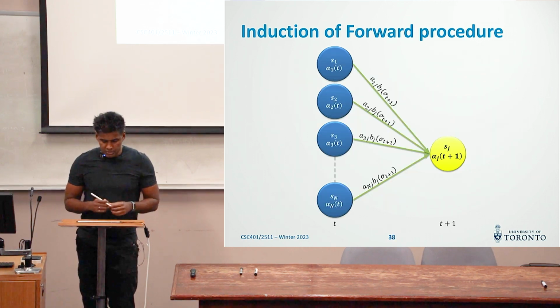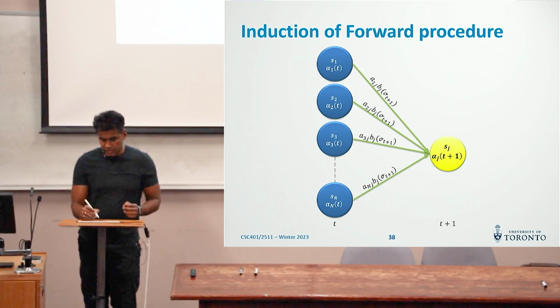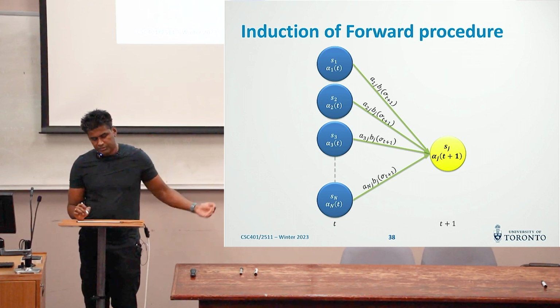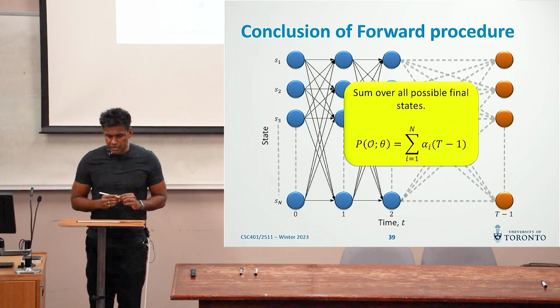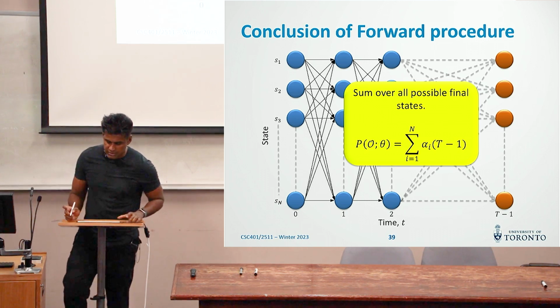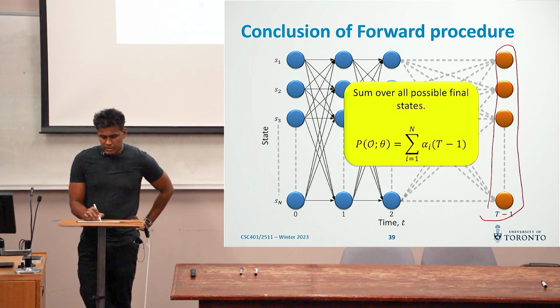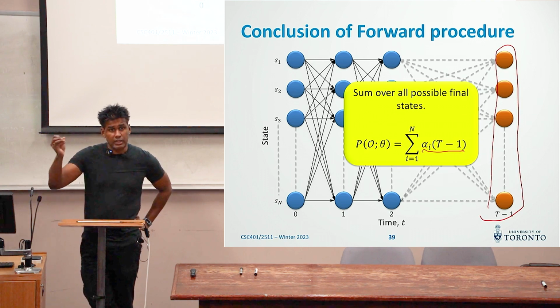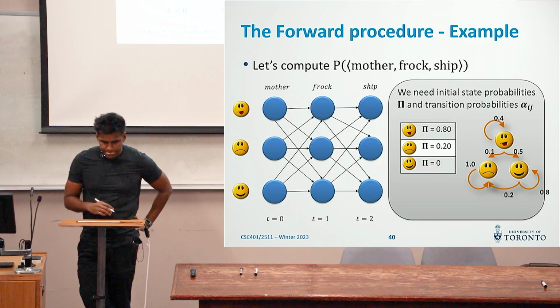This is another pictorial depiction of the induction process for one single node denoted in yellow. So you're in state Sj, and then we're calculating phi jt plus 1 from all the previous phi values in the previous time step. Okay, so now that we have applied the inductive step, we can do the conclusion step by summing over all the possible states in the very last column over here. And we simply sum up all the phi values for t minus 1. There is no transition probability or emission probability because we're in the last time step. Okay.